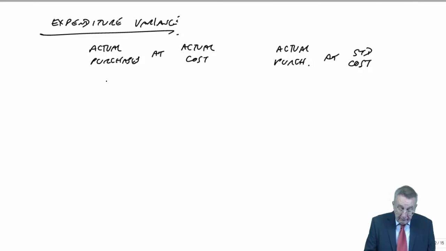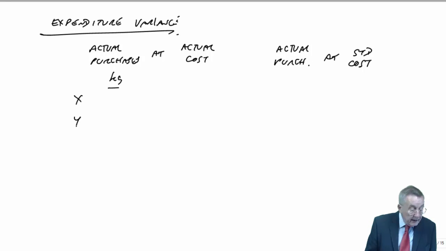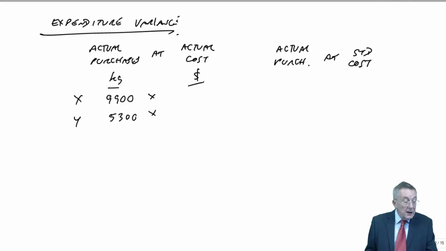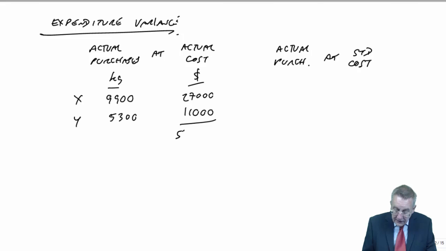So let's write it down. How much did we buy? Well, in kilos, X, Y. We bought 9,900 kilos of X, 5,300 of Y. How much should we have paid? Well, I beg your pardon, actual cost. What was the actual cost? Well, it's given us the totals. X, we paid 27,000, Y, we paid 11,000. So it actually cost in total 38,000.